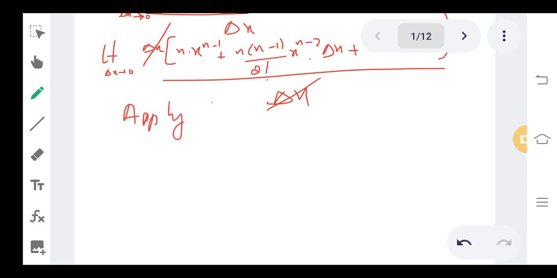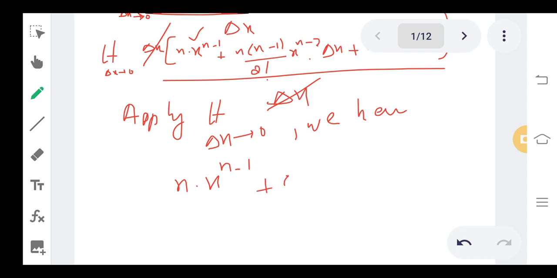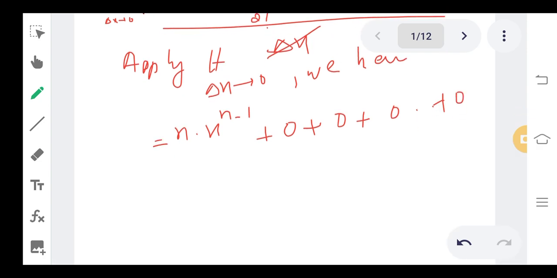Apply limit delta x tends to 0. We have now we get just the first term, and the remaining terms will be 0 plus 0 plus 0 plus 0 to the n times. So the last result, limit delta x tends to 0, delta y over delta x will be equal to n times x power n minus 1.